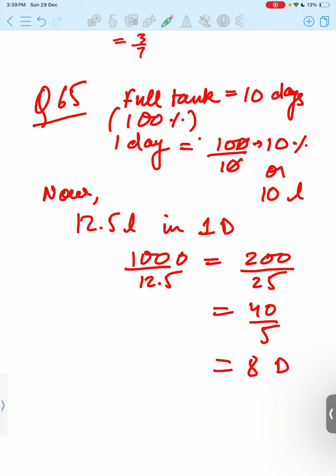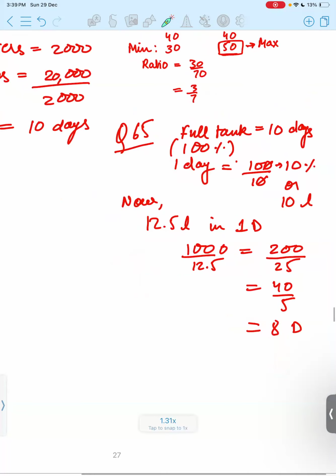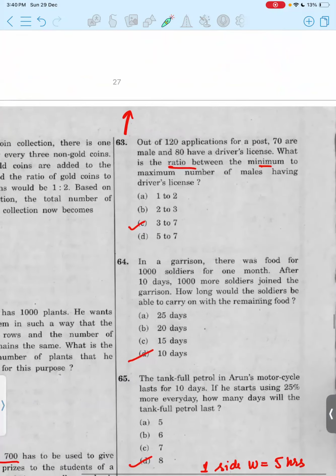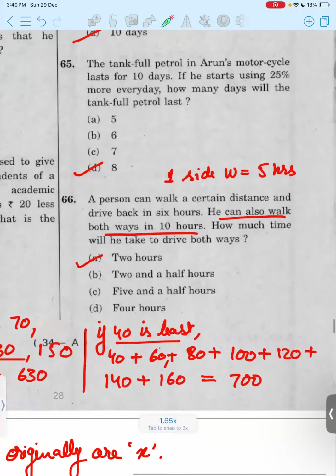Now we'll be calculating for how long it will be lasting, because the consumption has increased. So for this case, 100 divided by 12.5 liters, because 100 was the total volume that we had, the full tank capacity. So when you divide, you will get 8 as the final value. For 65, D is the right answer.